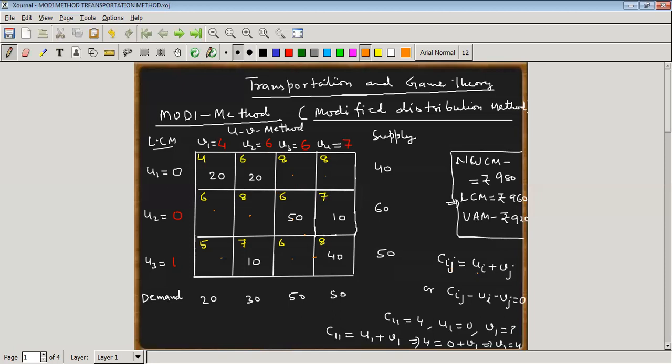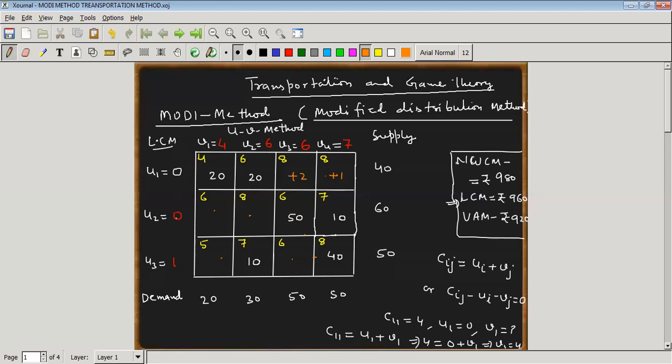Again Cij equals Ui plus Vj. So U1 is 0, V3 is equal to 6. So 8 minus 6 is plus 2. If we put a single item in this position, then the net cost is increased by plus 2. Per unit cost is increased by plus 2. Right? Come to the next: 7 plus 0 is 7, 8 minus 7 is 1. So we get plus 1. Here also the per unit cost is increased by 1.